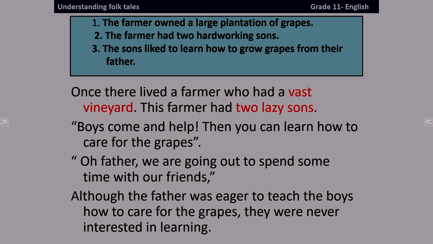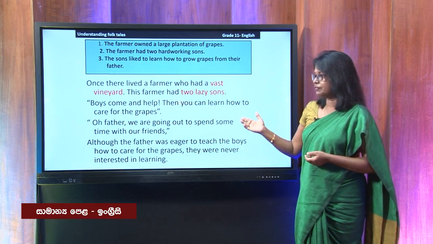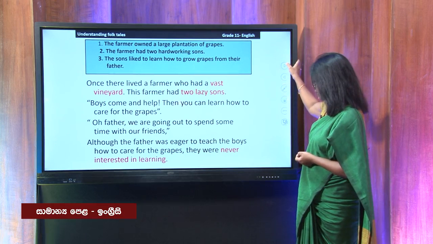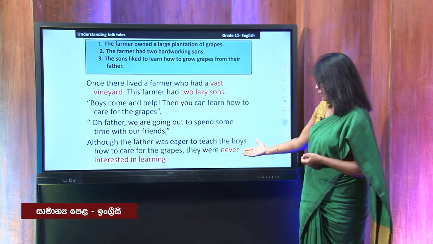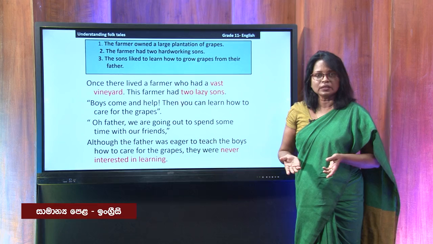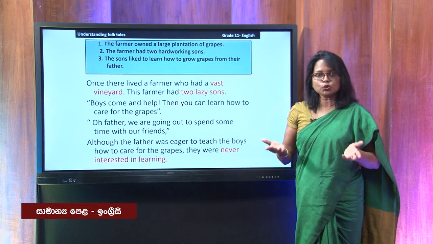So let's read the third one now. The sons like to learn how to grow grapes from their father. The sons like to learn. Could you find that piece of information here? Yes, you are correct. It's in the last part. See? Although the father was eager to teach the boys how to care for the grapes, they were never interested in learning. You see, my children, now never means no.